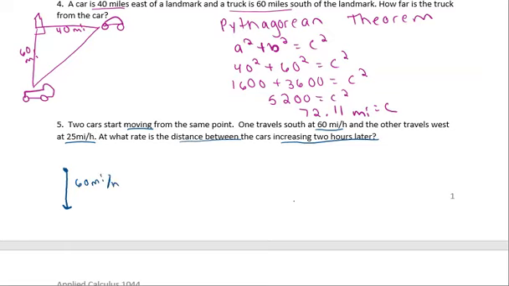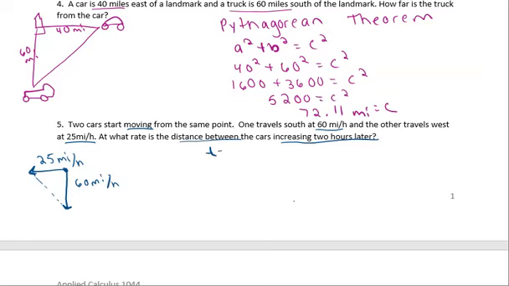And the other travels west at 25 miles per hour. At what rate is the distance between them, this distance right here, increasing 2 hours later? So we have a little bit of information. 2 hours later. All right, let's think about what we know.